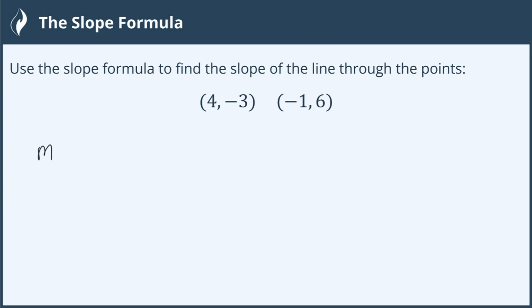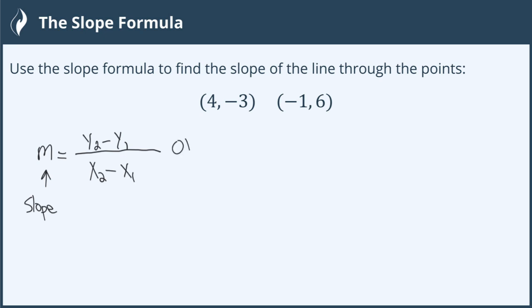Slope is indicated with the letter M. And slope is equal to, it's a ratio, meaning it's a fraction. At the top, we have the difference in the y value, so y2 minus y1. And in the bottom, we have the difference in the x value, so x2 minus x1.